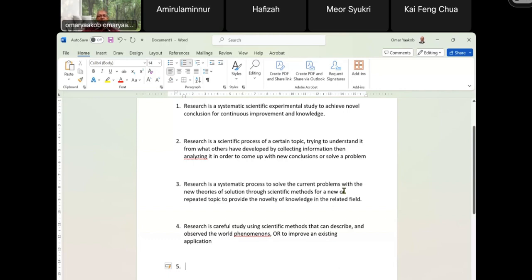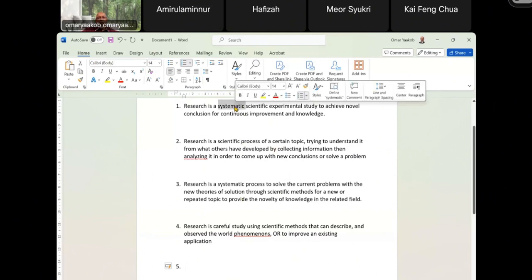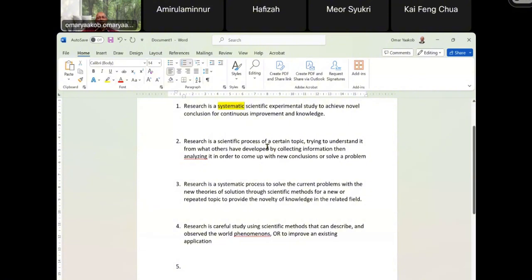First, find out what are the common keywords that are important. Anybody want to say anything? What are the common keywords that appear in all four definitions? Systematic. Okay, systematic will be one here. There's no systematic here, but here we have one.